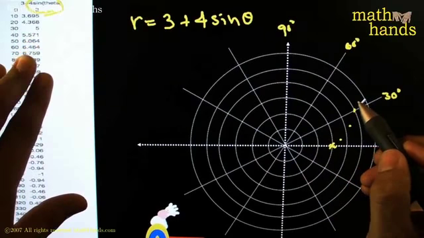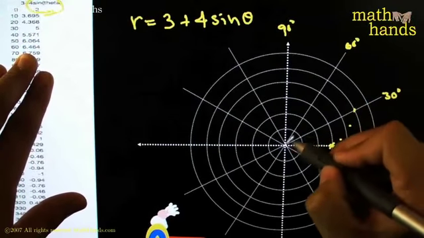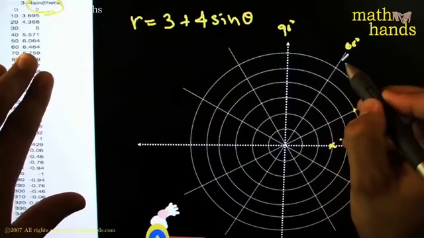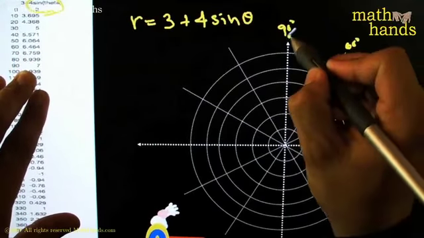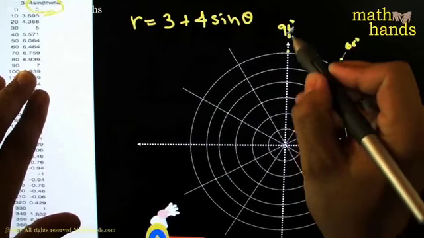For 40 degrees, I'm just going to skip a few. For 60 degrees, it's 6.4. So 1, 2, 3, 4, 5, 6, 6.4. For 70 degrees, it's 6. For 90 degrees, it's 7. It's all the way to 7. 1, 2, 3, 4, 5, 6, 7.